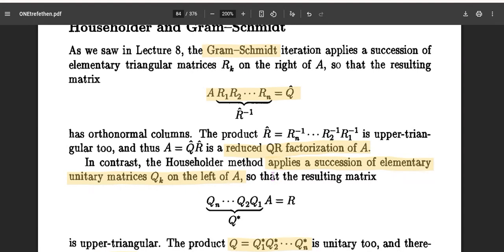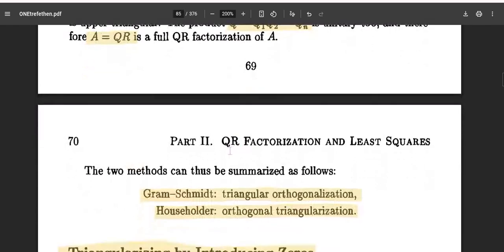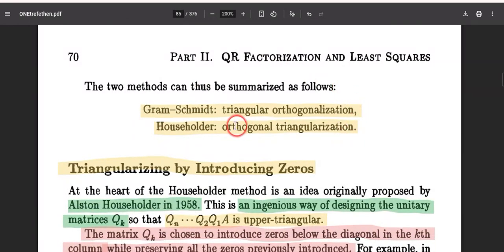Householder triangularization applies a sequence of unitary matrices on the left side of A to make the matrix A into an upper triangular matrix. So this product Q becomes a unitary or orthogonal matrix, and the full QR factorization of A is computed based on these operations in the Householder triangularization algorithm. So this is the outline of the scheme. The Gram-Schmidt that we were introduced to in the last lecture is triangular orthogonalization, whereas the Householder algorithm which we are going to introduce now is orthogonal triangularization.